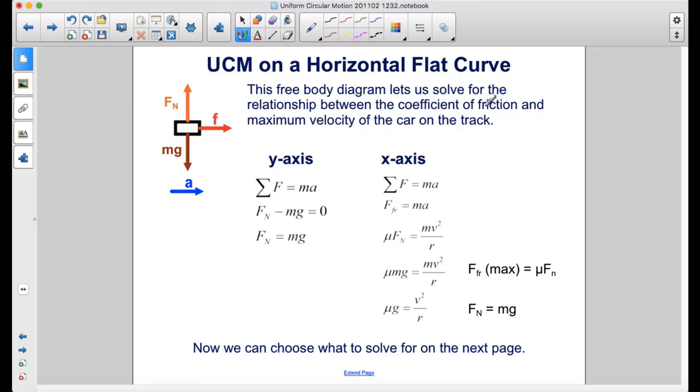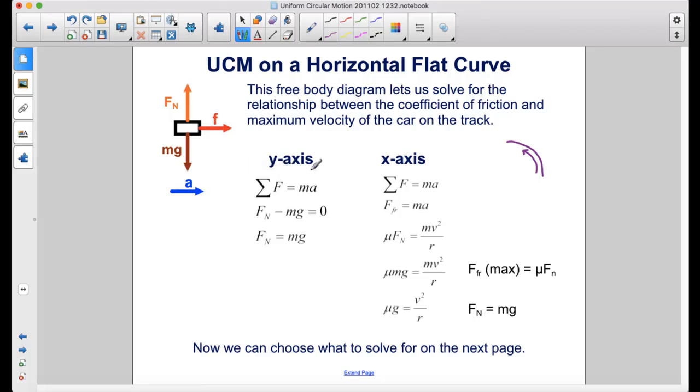Remember, we're dealing with static friction because that's going to help our tires grip the road and be able to turn. Kinetic friction would be opposing our motion. So we're dealing with static friction here so that we don't lose traction on the road.